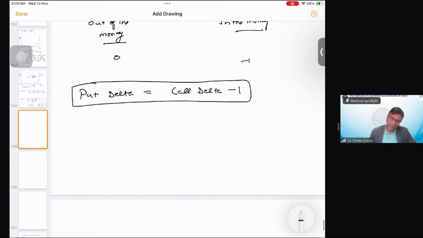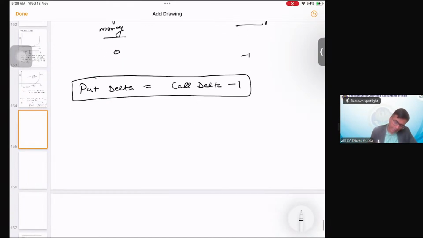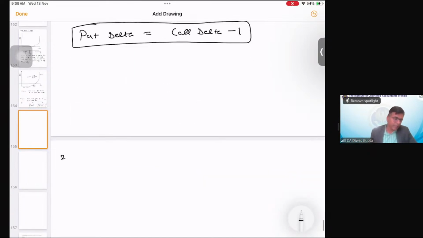Now let's move to the second. This might be relevant if sometime the question asks that you are given put delta but you want to use call delta in some of the solutions, you can use this relationship. Now the second Greek is gamma.